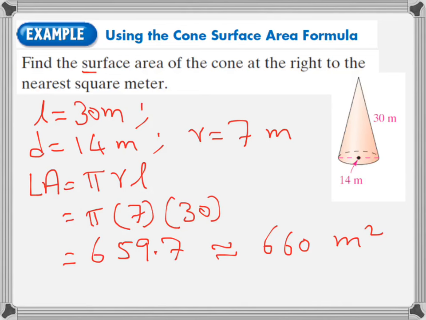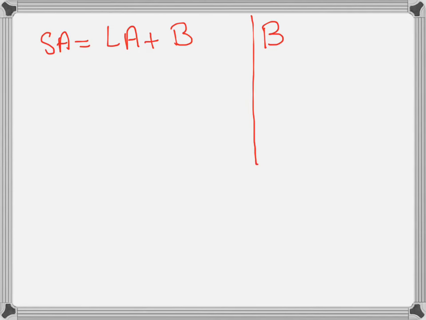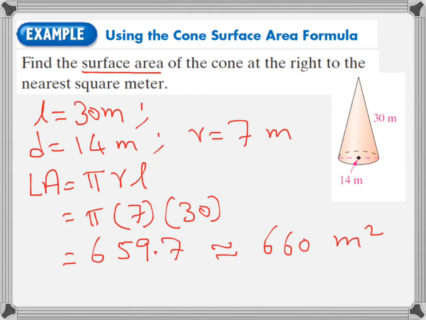But the question is asking us to find the surface area of the cone. The surface area of the cone is LA plus B. And what does B stand for? It is the area of the base. And in a cone, the shape of the base is a circle. So the formula to find the area of the circle is pi r squared. And how much is the radius of the cone given in the question? 7 meters.